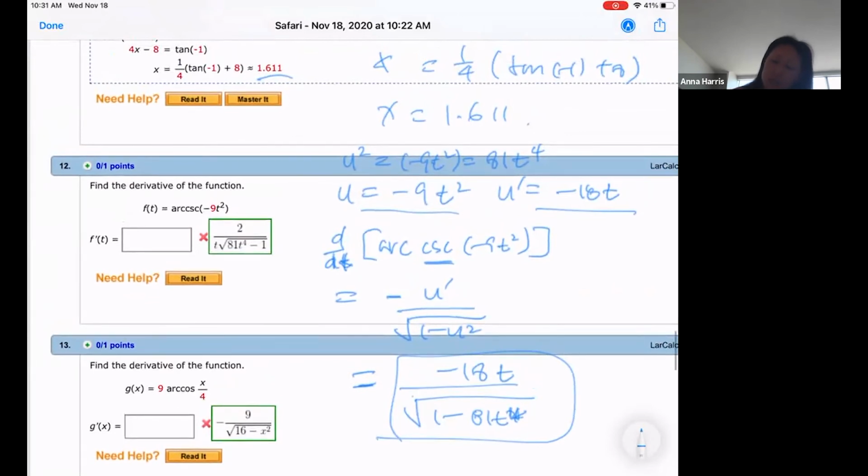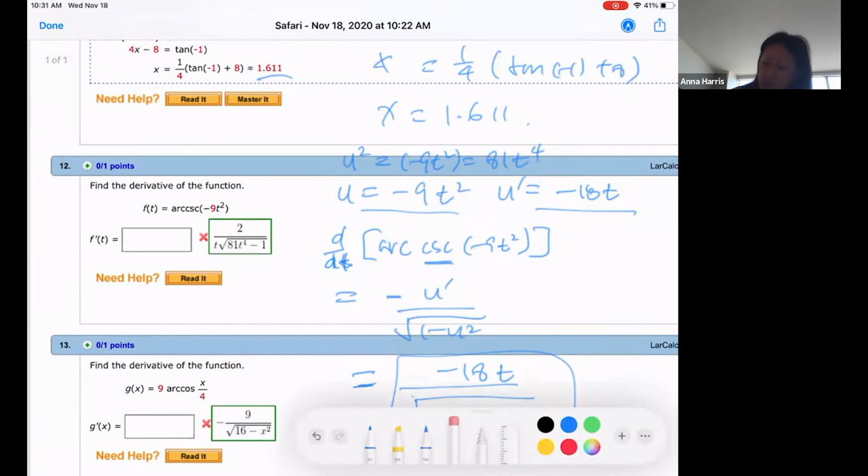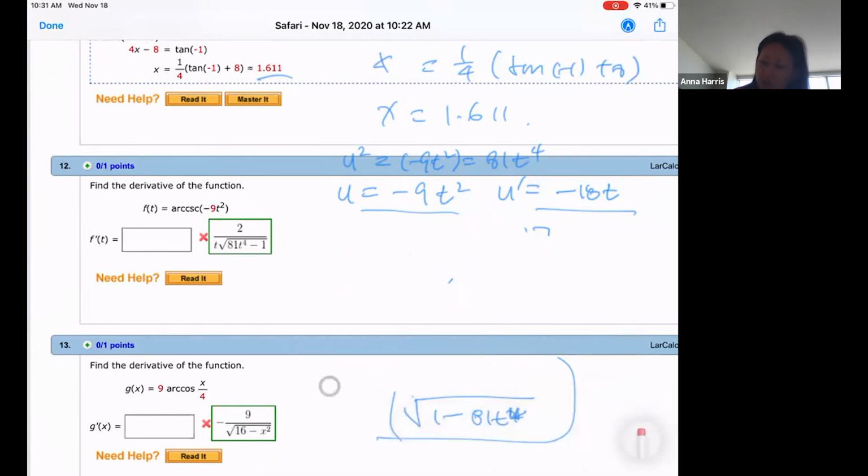Oh, it's a cosecant. Sorry. What I just did is a cosine. Sorry, I did an arc cosine, not an arc cosecant. So this is incorrect, even though I wrote down cosecant, but I was doing a cosine.